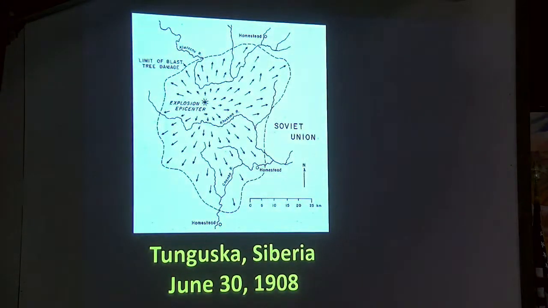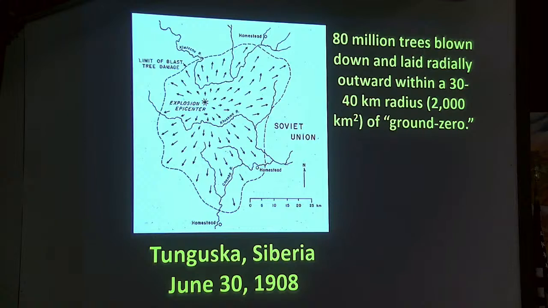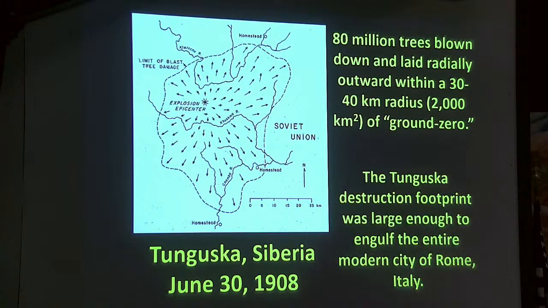Tunguska, Siberia, June 30th, 1908. I can't read the number from this distance. 80 million trees blown down, knocked down, splayed out radially outward from the epicenter. Directly under the epicenter, we find standing trees, all of the limbs stripped off of it. Large enough, that footprint, to engulf the entire city of Rome. If that had happened over Rome, there would be no Rome, there would be no St. Peter's Basilica, there would be nothing.